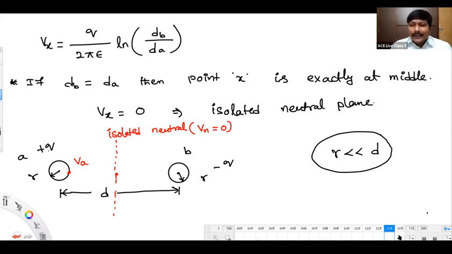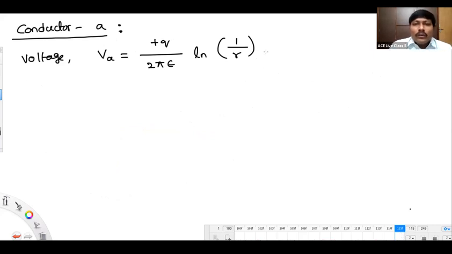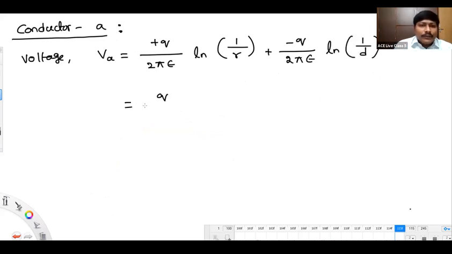So I'll write in the next slide. Because of conductor B's charge, it is minus Q by 2 pi epsilon ln of 1 by D. If you simplify this, you will get Q by 2 pi epsilon ln of D by R. That is the potential.